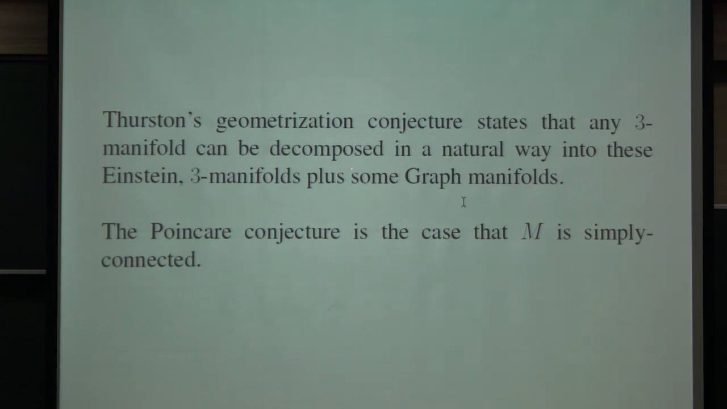The geometrization conjecture states that any three manifold can be decomposed in a natural way into these Einstein three manifolds plus some graph manifolds. There are actually five types of geometry. Those geometries are kind of degenerate cases, which I will probably mention a little later. The Poincaré conjecture is the case when M is simply connected. This decomposition is a cut along certain tori, so-called incompressible tori. Incompressible means the fundamental group of the torus injects into that of the corresponding three manifold.